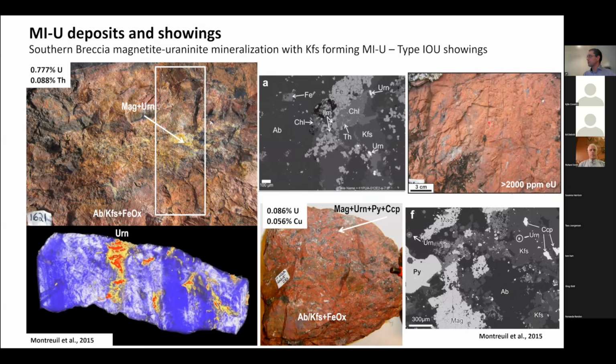And this can be extremely subtle in certain instances, more visually apparent in others, but it's important to break the rocks. This is the same rock broken. And what we can see is this network of magnetite veins in association with this uranium mineralization in the Great Bear Magmatic Zone, overprinting an albitite. So this rock is an overprinted albitite.